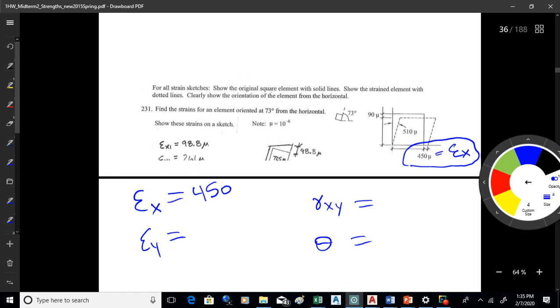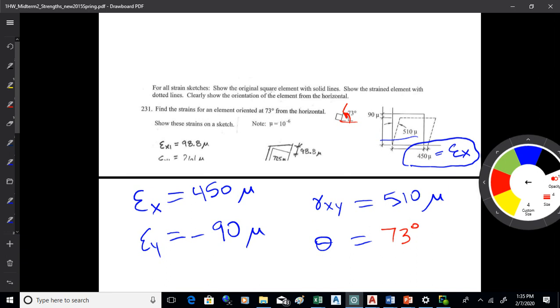But notice in the y, it's negative, okay? Okay, gamma xy, that angle is getting smaller. Now, if an angle is getting smaller, that means it's positive shear strain. And then the one thing that's different from strain to stress is that you measure from the horizontal. So what we got there is a counterclockwise 73, so that would be a positive 73. So there are the values that you'd be plugging into the equations. Okay? So you'd start with that.